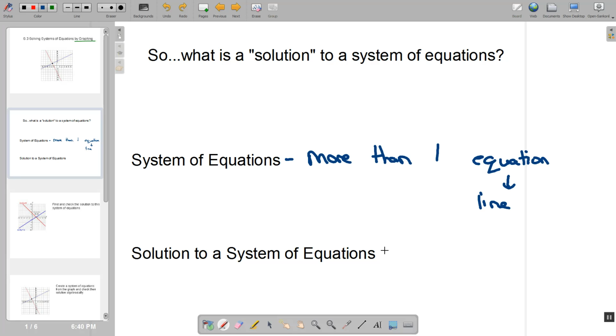And the solution is where those lines intersect. And intersect means cross. So we want to find repeatedly in the next few sections where lines cross.